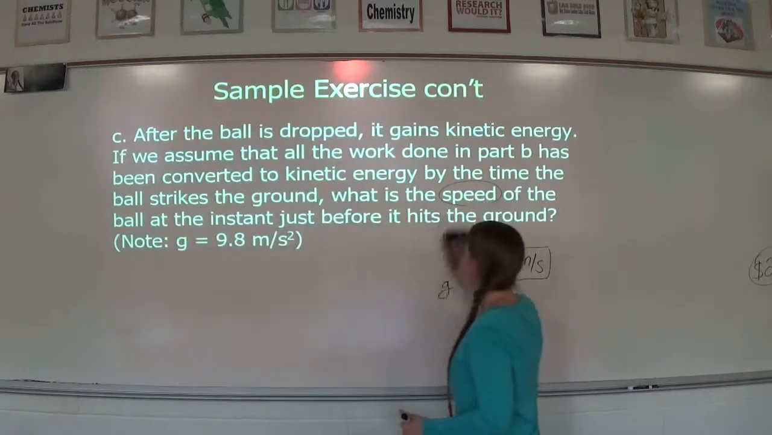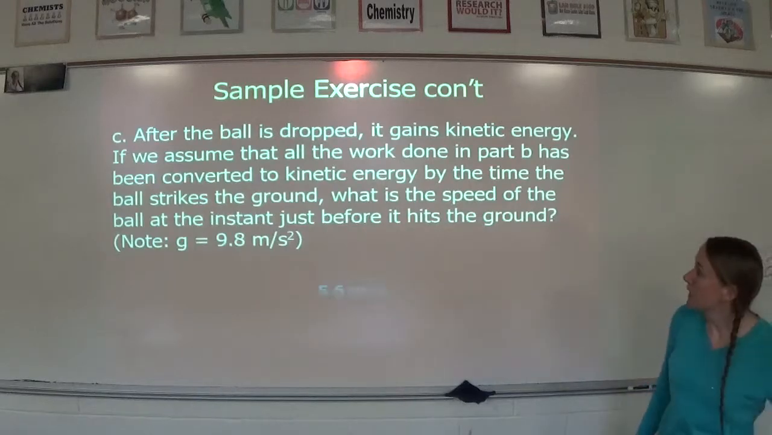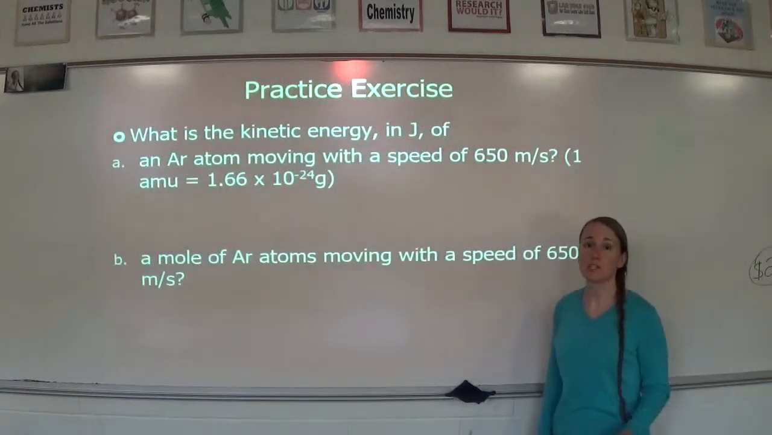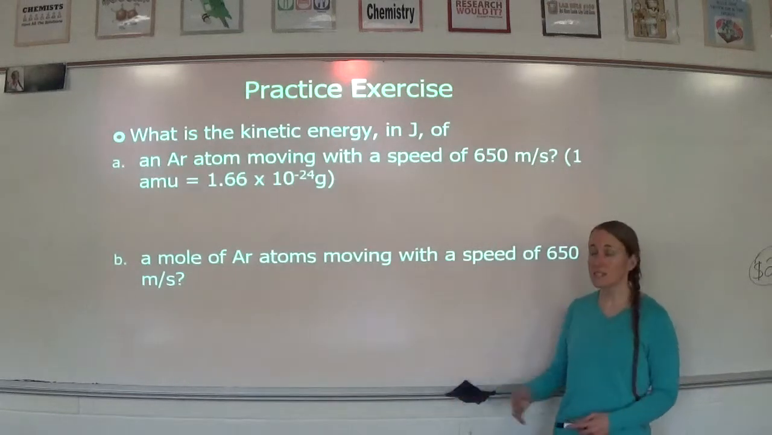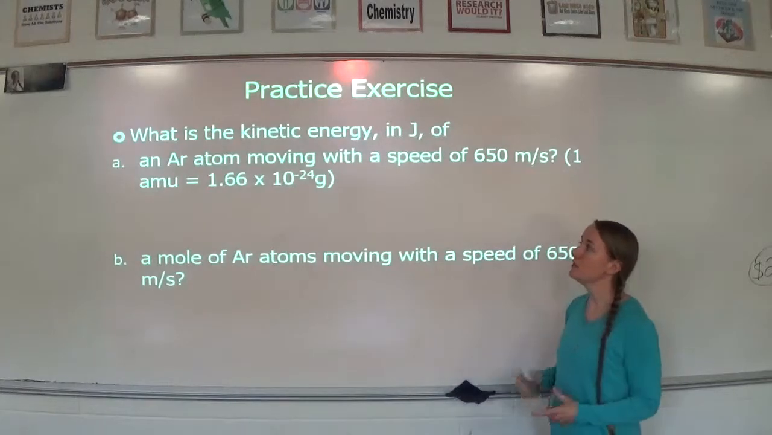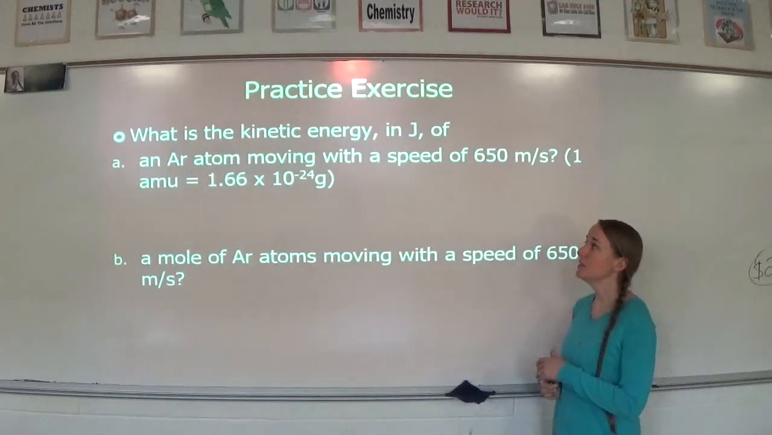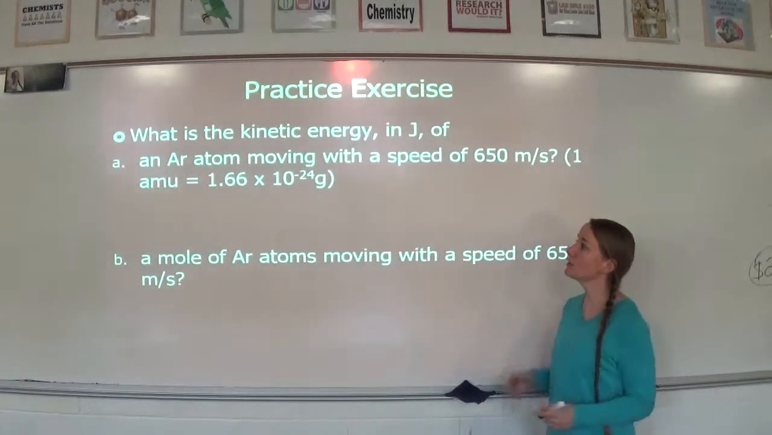Important thing to remember though is, like I said, mass has to be in kilograms and velocity has to be in meters per second. If I give it to you in something else, you'll have to convert it. So y'all try these. I will tell you, I did give you the hint about what 1 AMU equals for this one, so that you can get to grams and then get to kilograms. And so y'all try these real quick. Just pause it, try them, and then we'll do it together right now.